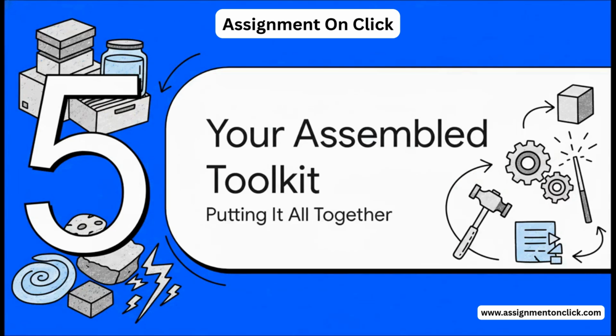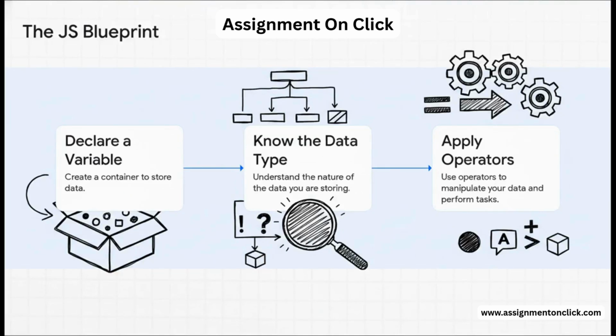And just like that, we did it. We've assembled a complete foundational toolkit. You've got your containers to store information, you've got different materials to work with, and you've got a whole set of action tools to actually manipulate all that data. So the whole blueprint, the basic workflow, really just boils down to these 3 simple steps. First, you create a container, a variable, to hold something. Second, you know what kind of stuff, what data type you're putting inside it. And third, you use your operators to make stuff happen. That's the core loop of programming.